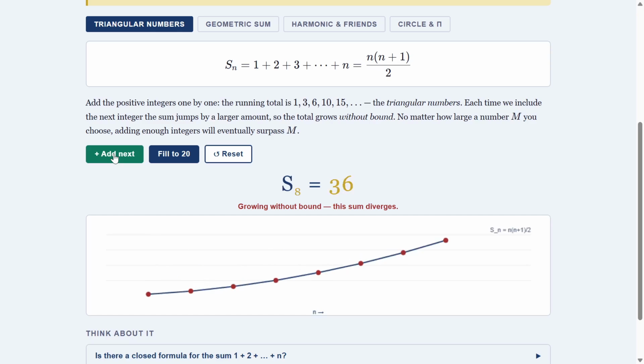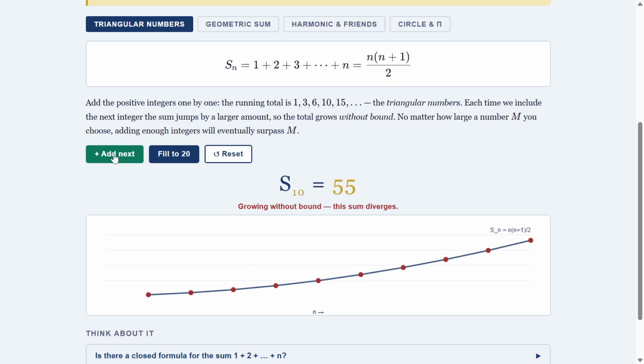And if we take the triangular numbers, or the sum of the positive whole numbers, and then keep on adding, and then have a look at what the total or the sum looks like, you can see that that sum is increasing without end. So as we add more and more numbers, the result increases. So that's not going to come to a finite answer. And we can see what the result is when we add 20 terms.